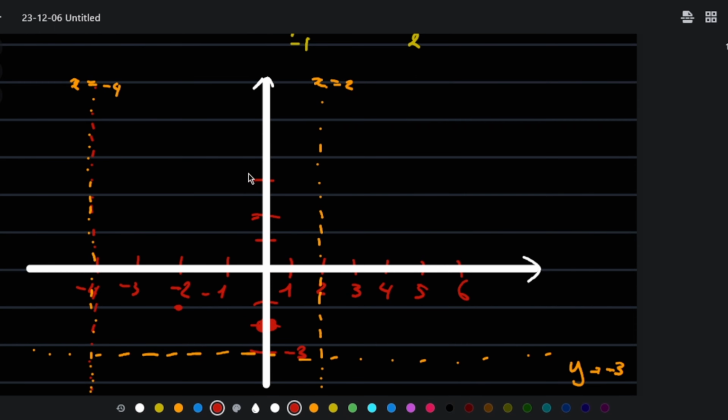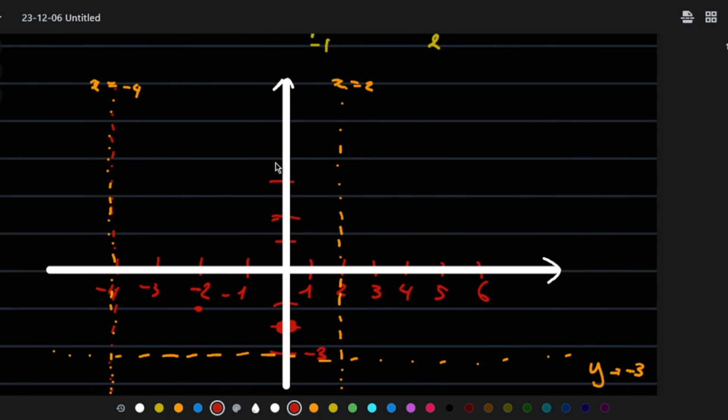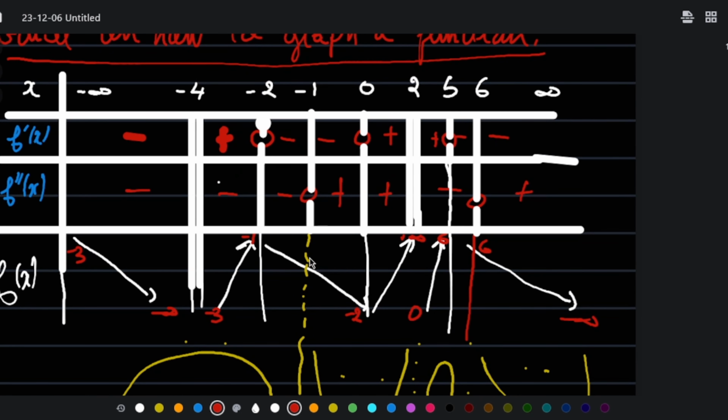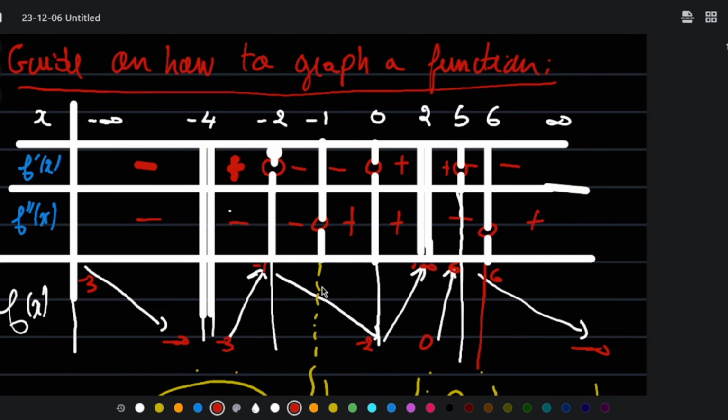I won't be able to show it, so I will add more points here. So this is 4, 5, 6. This point here is a maximum. So this is a maximum, this is a minimum here, and this is also a maximum. Okay. The third step is to draw the inflection points.